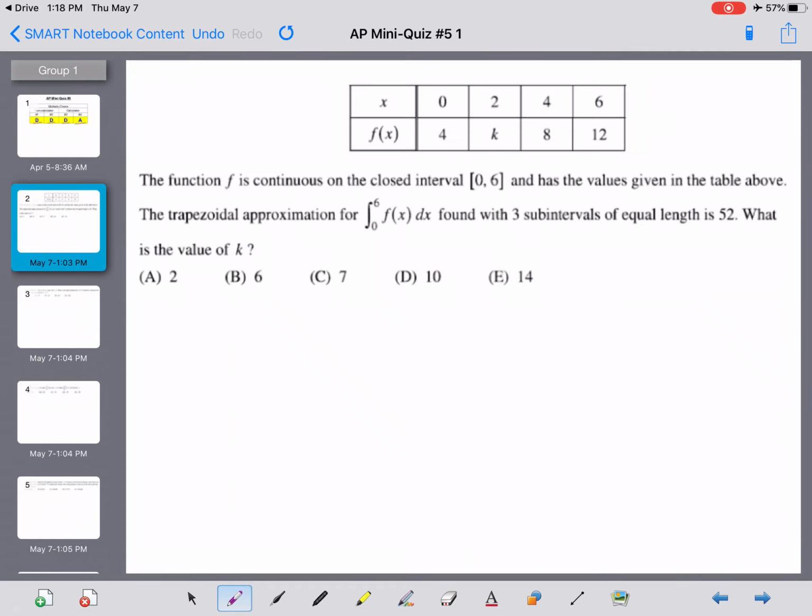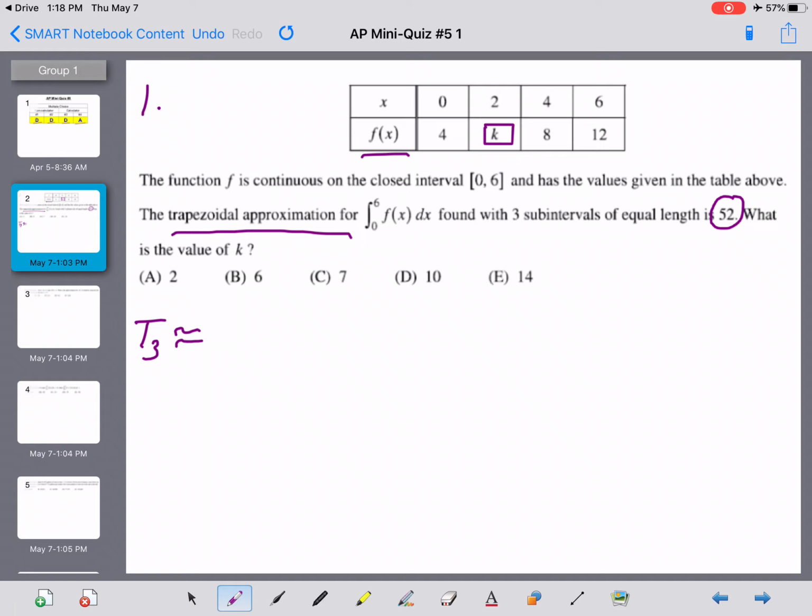In this first problem here, where I forgot to include number 1, they've given us a table of values, tell us our function is continuous on a closed interval, and that we've got a trapezoidal approximation for the integral underneath this function on that interval from 0 to 6, and they tell us the value of that trapezoidal approximation is 52, and they want to know what's the value of this k right over here. Okay, so what we're doing here, guys, is our approximation here of 3 trapezoids.